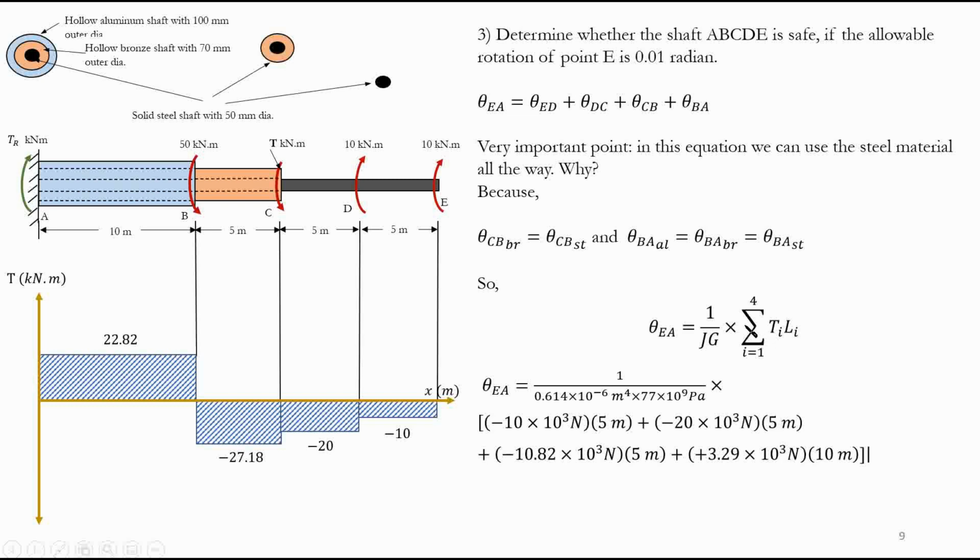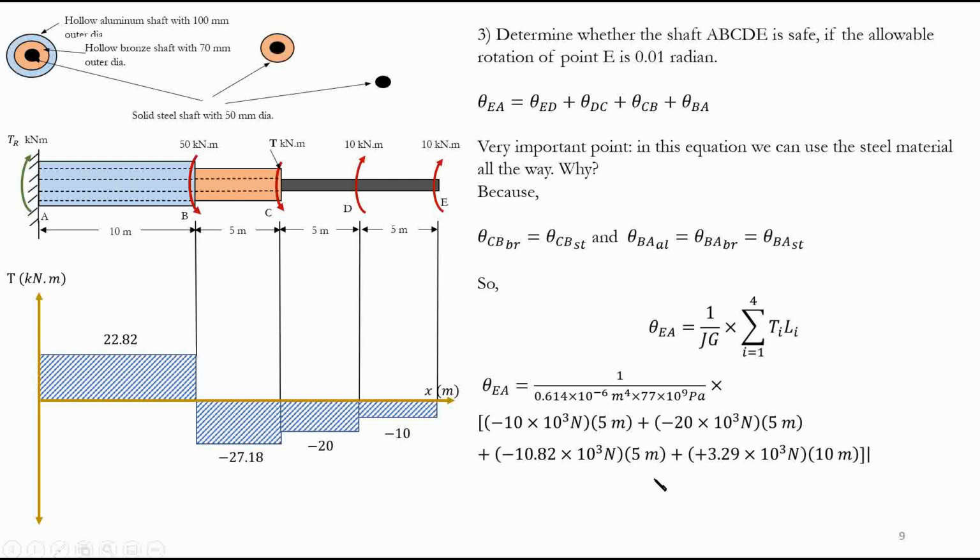So what am I going to have? It's TL over JG. JG I just took out, multiplied by sigma TILI. Let's start from the right side. Here I have negative 10 times 10 to the power of 3 Newton, because it's kilonewton, negative 10 kilonewton meter. Again, a meter is missing here, so it's Newton meter, times 5 meters, which is the length, plus negative 20 kilonewton meter, or negative 20 times 10 to the power 3 Newton meter, times 5 meters, which is the length, plus.